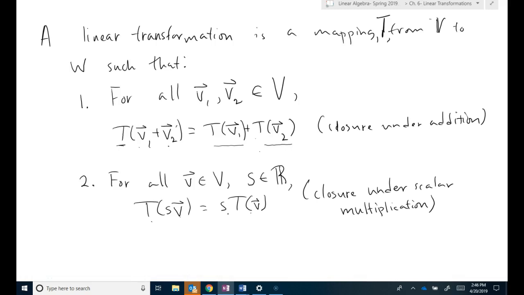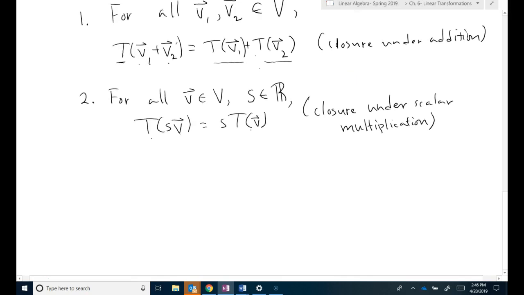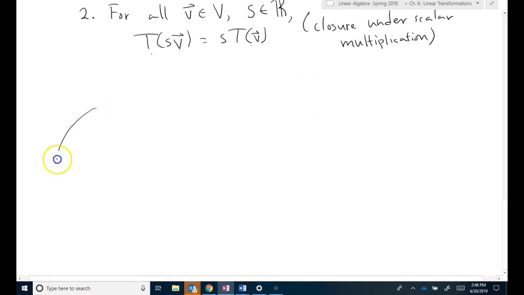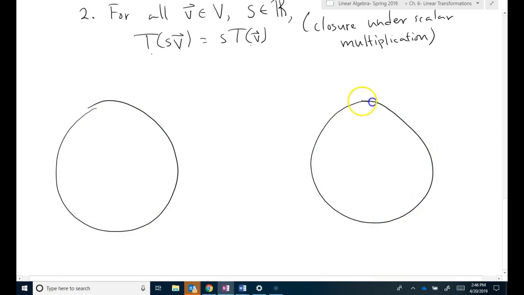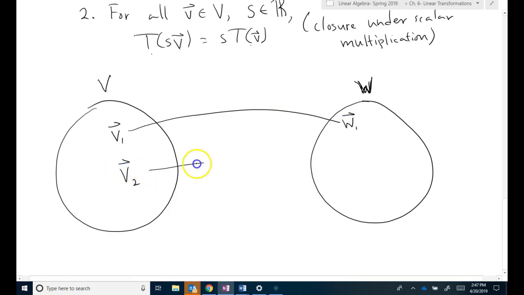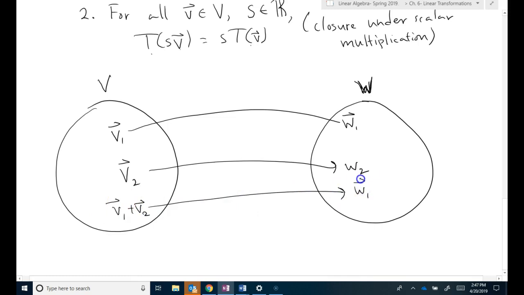So what kinds of things end up being linear transformations? Actually, let's first talk a little bit conceptually. Again, I've got V and I've got W. If I take V1, and I know that V1 goes to W1, and I have V2, and I know that V2 goes to W2, then I know that V1 plus V2 is going to go to W1 plus W2.